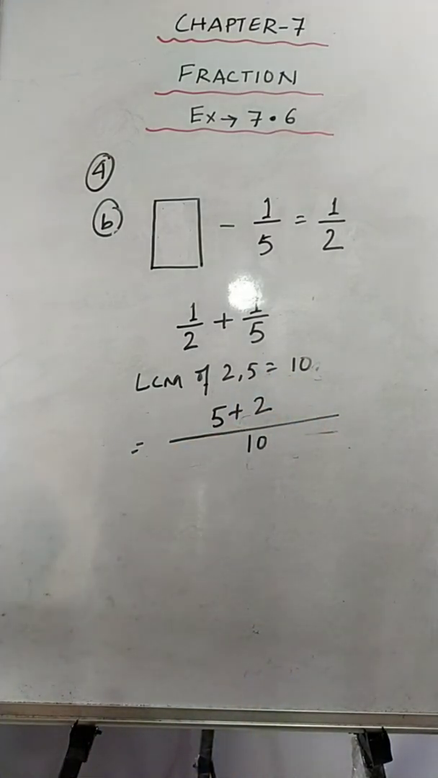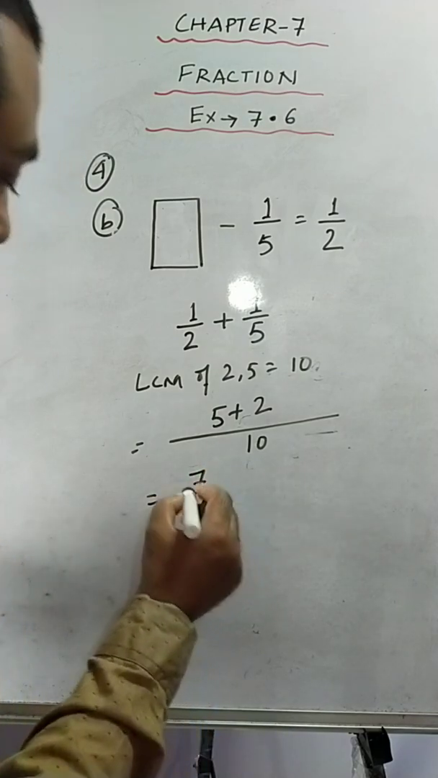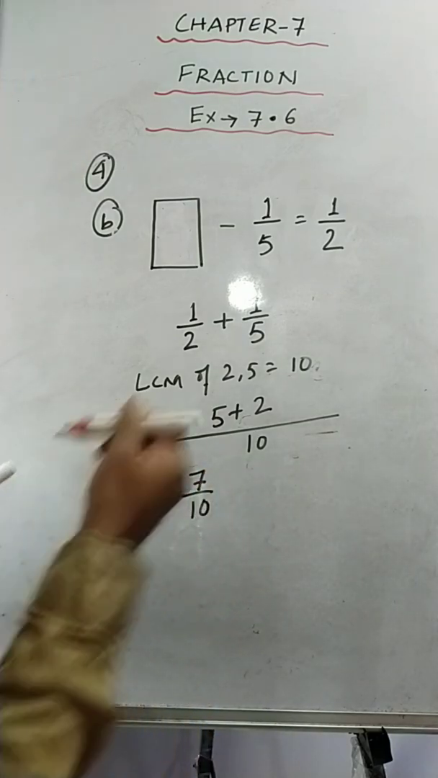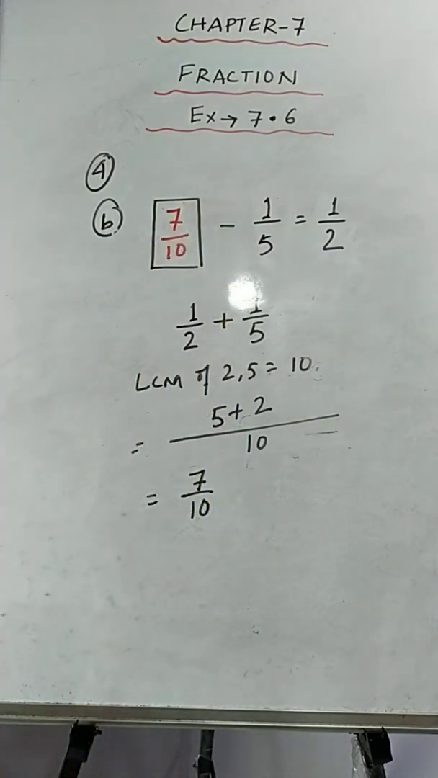So now we'll add these: 5 plus 2 is 7. 7 by 10. So your required fraction would be what? 7 upon 10. Okay. So now let's move on to sum number C.